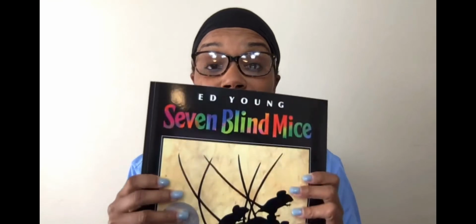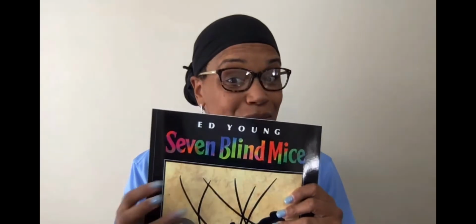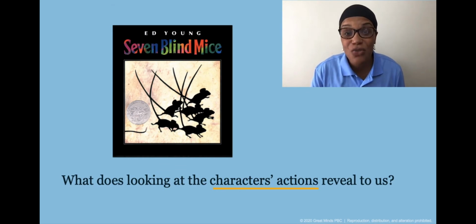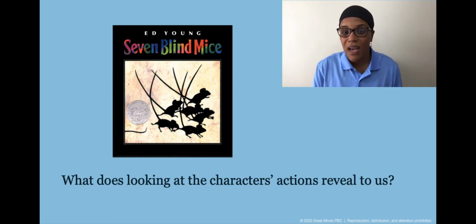In previous work, we determined what was happening in 7 Blind Mice, and you had the opportunity to retell the story. Today, we will continue building our knowledge with the same text, and our work will focus on this question. What does looking at the characters' actions reveal to us? I'll say it one more time. What does looking at the characters' actions reveal to us?